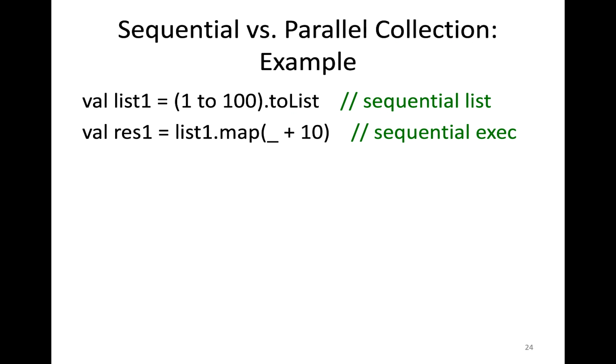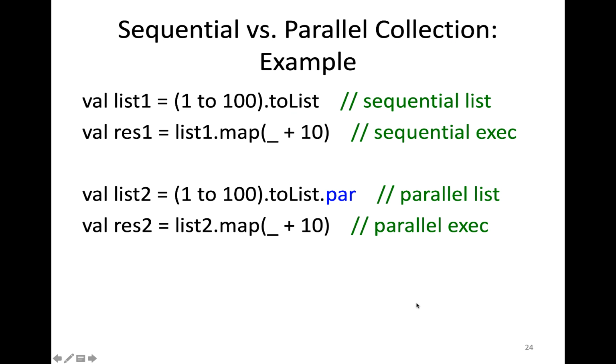Now on the parallel side, what we have to do is just get a parallel collection using this .par magic. So this list2 is a parallel collection, and then the same code, using a map and applying this anonymous function on each of these, is also available on a parallel collection, and that will enable parallel computation.